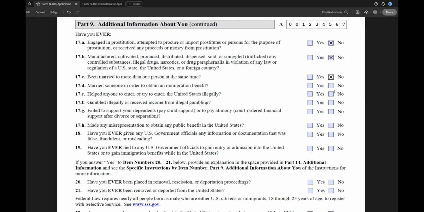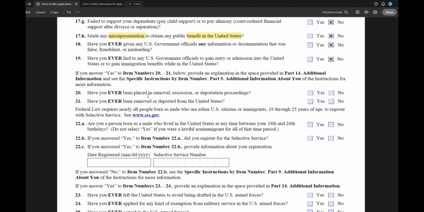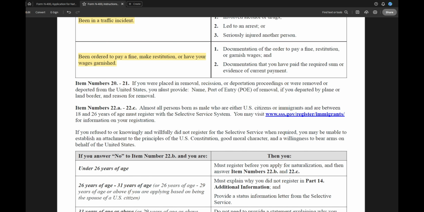Moving on, hopefully you answered no to all of these. When it comes to misrepresentation, this means if you have ever included false information on your prior applications for a benefit in the United States. It's asking about prior visa applications, immigration forms, anything like that that you filled out. Have you ever been placed in removal, rescission, or deportation proceedings? This can include people who claimed political asylum after they were placed in removal or something like that. So you would have to answer yes to this question. And obviously this one as well. This is how you would answer these questions if any of this applies to you.